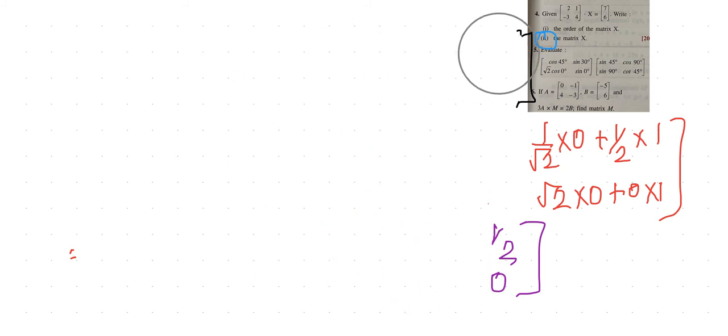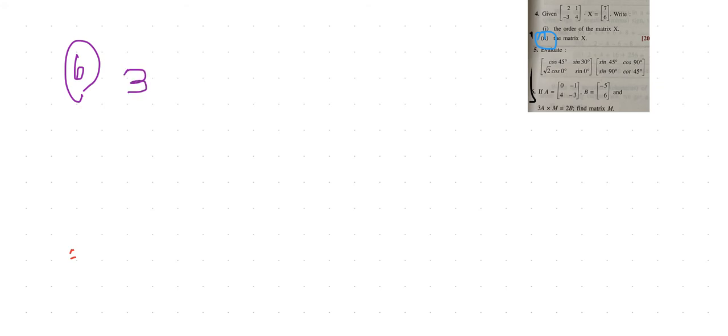Okay. So I'll just erase this part. In question number 6, children, they have given A is equal to this, B is equal to this, 3A into M is equal to 2B, find the matrix M. So this is very easy, children.